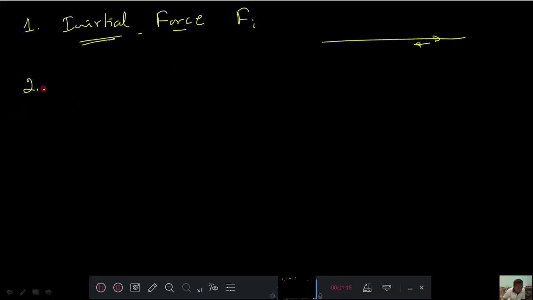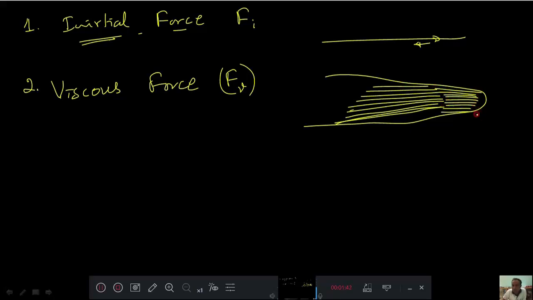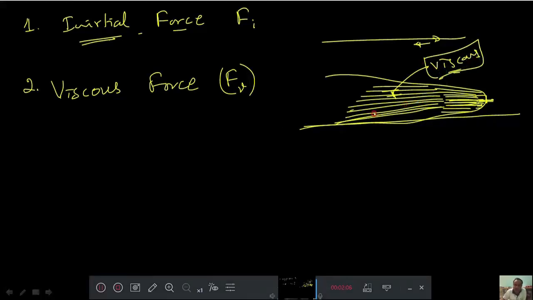And we have a second type of force, that is the viscous force. Viscous force we will call F nu or F mu. Where will it be there? If a fluid is moving like this, we always assume that a number of layers will be there, and all these layers are moving. They are not moving equally, they are moving with a relative speed. One layer will be moving faster and the other layer moving slower. The friction between the two layers when they are moving is called viscosity, and the force developed in that layer is called the viscous force.